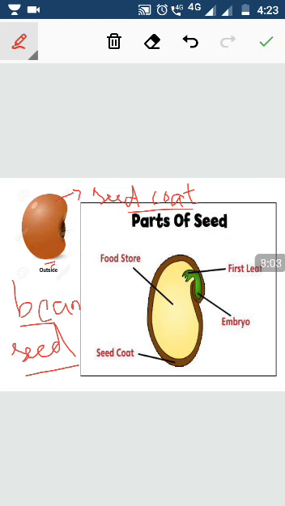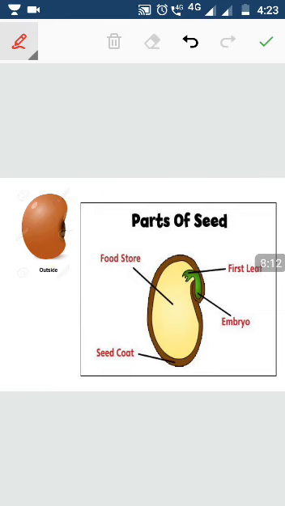From where does the seed get its food and water? It won't get its food from the soil. It has its own food store. If you see inside the seed, you can see a central portion. This portion is known as the food store. That is, food is stored inside the seed.